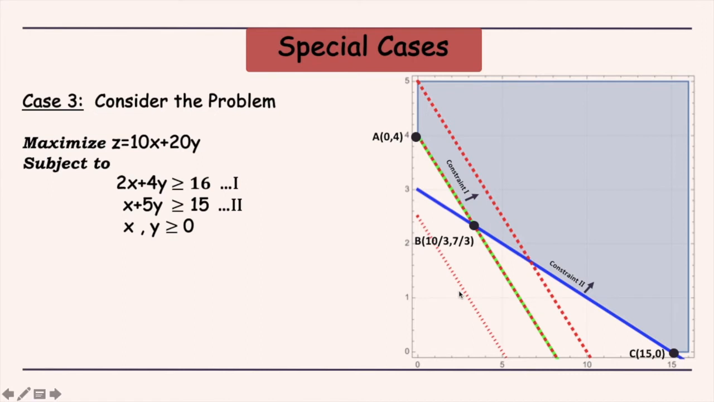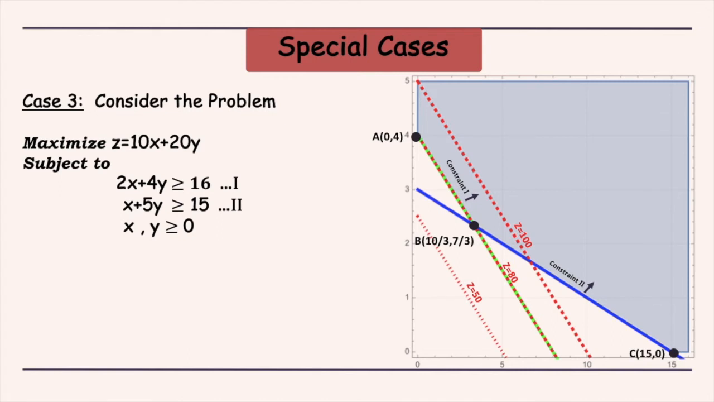So here I am taking 3 lines corresponding to 3 different values of Z. My first red line, which you can see here, corresponds to Z equals to 50. The second red line here corresponds to Z equals to 80, and the third red line corresponds to Z equals to 100. So what have I done here? I have plotted 3 lines which correspond to 3 different values of Z.